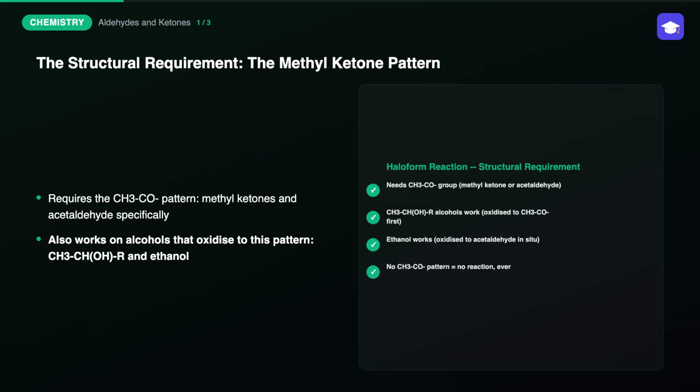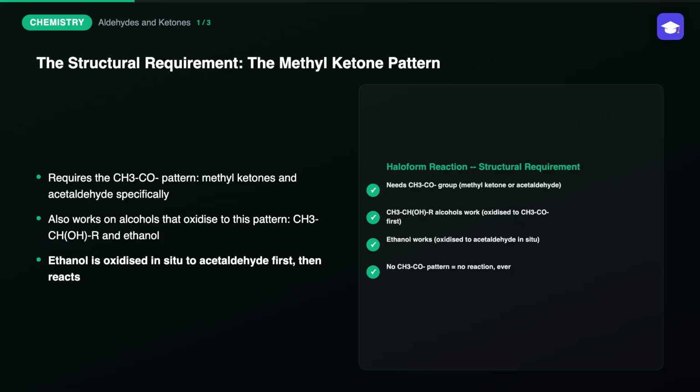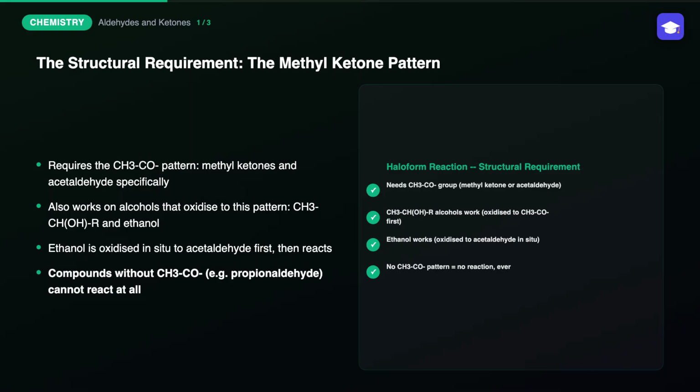It also genuinely extends to any alcohol that can be oxidized under the reaction conditions into the same methyl ketone pattern, specifically secondary alcohols of the form CH3CH(OH)R, and ethanol itself, since ethanol first gets oxidized in situ to acetaldehyde before reacting further. Compounds lacking this specific CH3CO pattern, like propionaldehyde or diethyl ketone, simply cannot undergo the haloform reaction at all, no matter how vigorously you treat them.